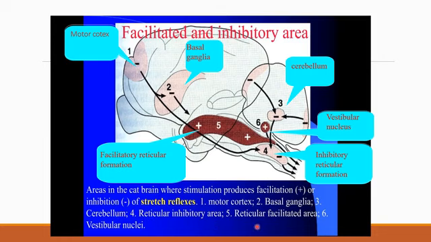And fifth is the reticular facilitated area. This entire one is the reticular facilitated area. And sixth is the vestibular nuclei, the small one here. So this is facilitatory. This picture is also very important, as it comes under regulation of muscle tone and also higher control of stretch reflex. You should remember this for the entire central nervous system. If you understand this, you will easily get the concept, and you can explain any reflex.